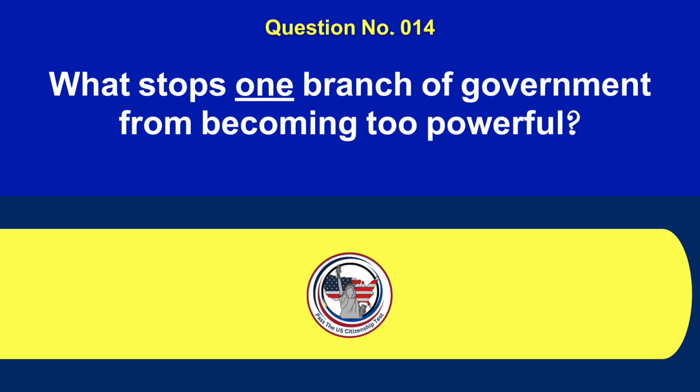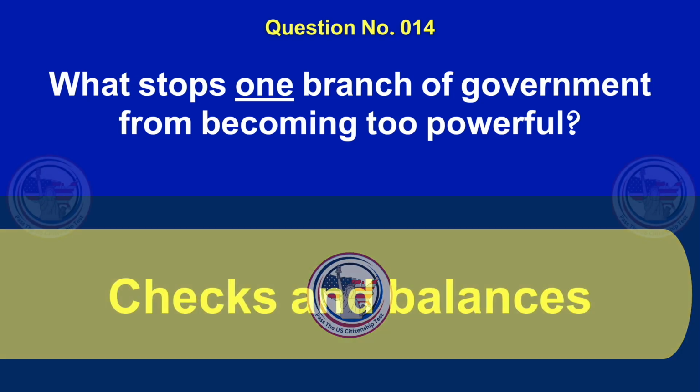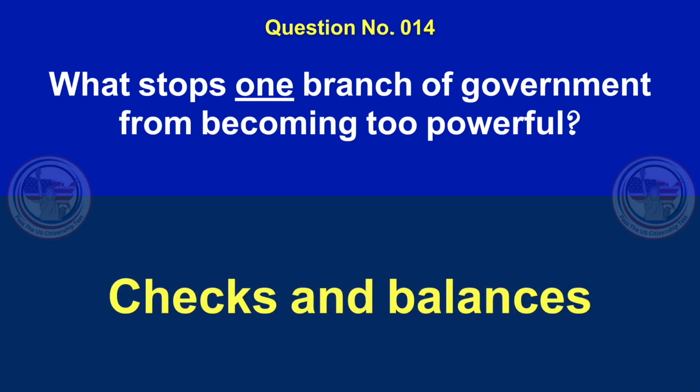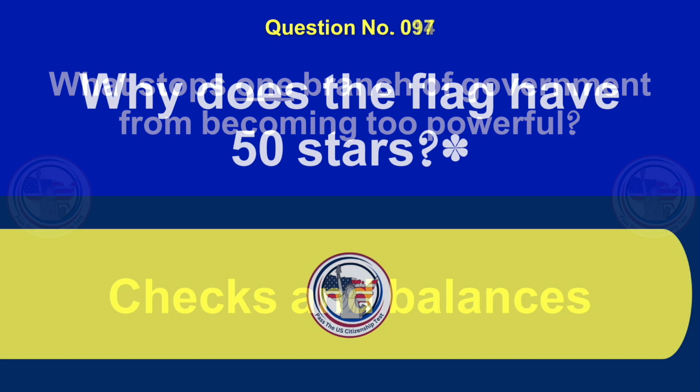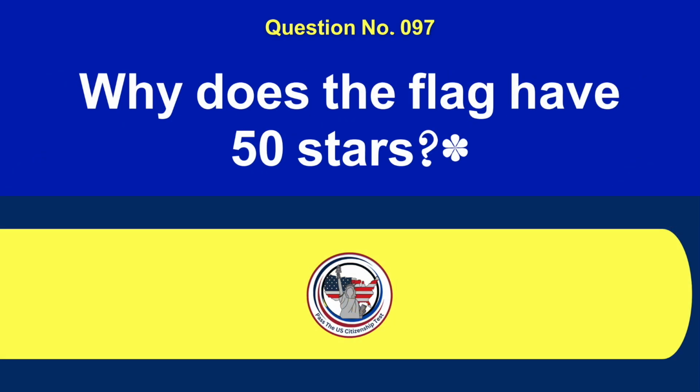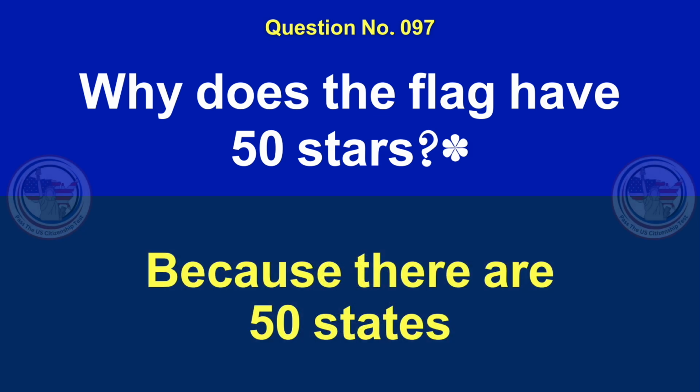What stops one branch of government from becoming too powerful? Checks and balances. Why does the flag have 50 stars? Because there are 50 states.